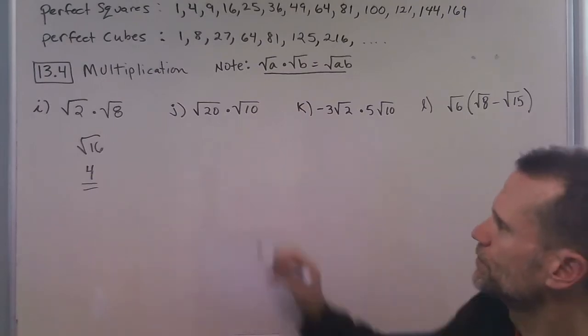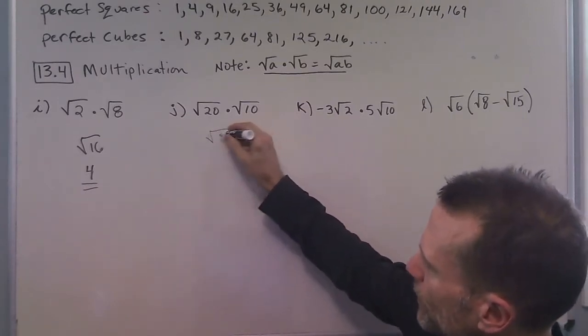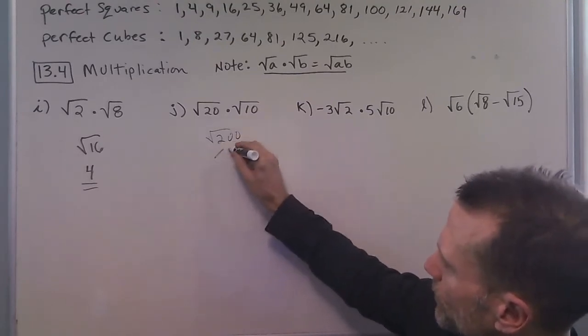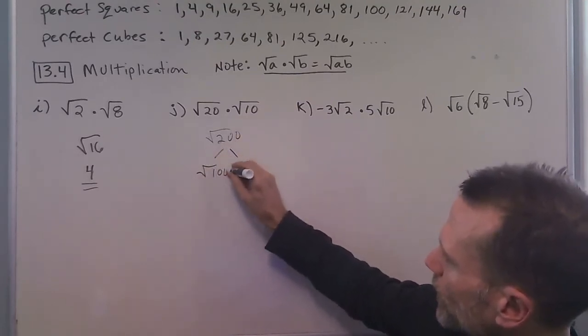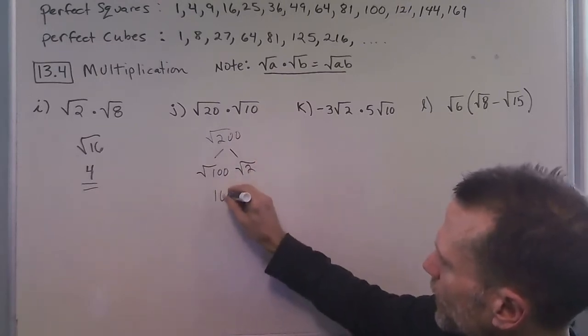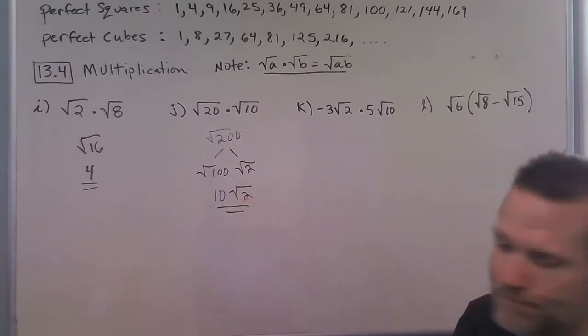So for this one, we can multiply them together and we'd get the square root of 200. And then the square root of 200 can simplify into the square root of 100 times the square root of 2. And then we have 10 square root of 2, or 10 radical 2. Okay.